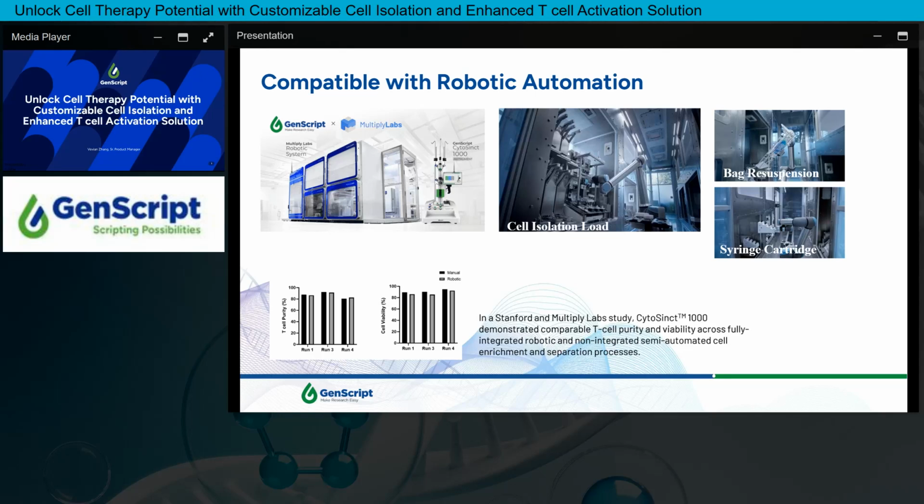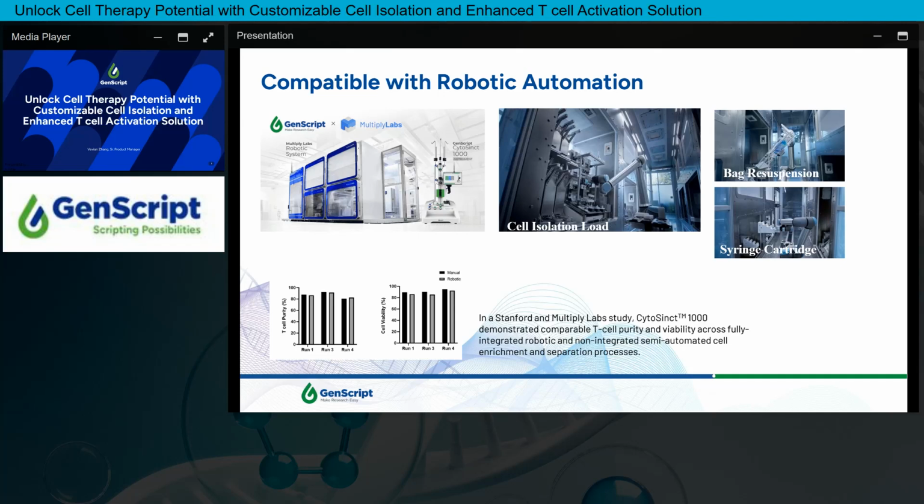In addition to that, I would like to very quickly touch on our collaboration with Multiply Lab to robotically automate our cell isolation platform using our nanobeads as well as the Cytosinct 1000 instrument. I'll just quickly touch base here, and our collaborator Multiply Lab's CEO, Fred, will give a webinar shortly after mine, so please stay tuned for that.